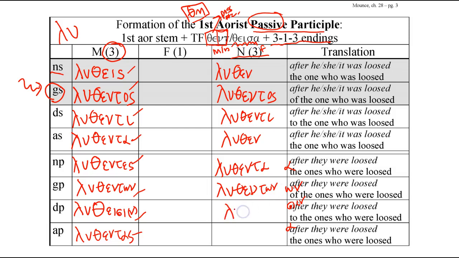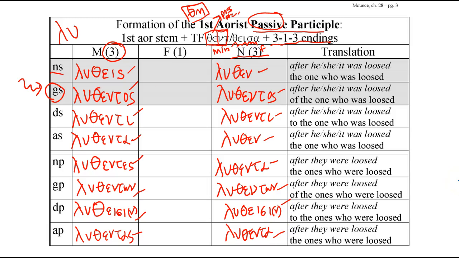This is also going to be similar to the masculine dative plural. So it's lu, the, si or sin, and luthenta. So let's say the neuter paradigm. Ready? 1, 2, 3. Luthen, luthentos, luthenti, luthen, luthenta, luthentone, luthesin, luthenta. And those are the neuter forms.